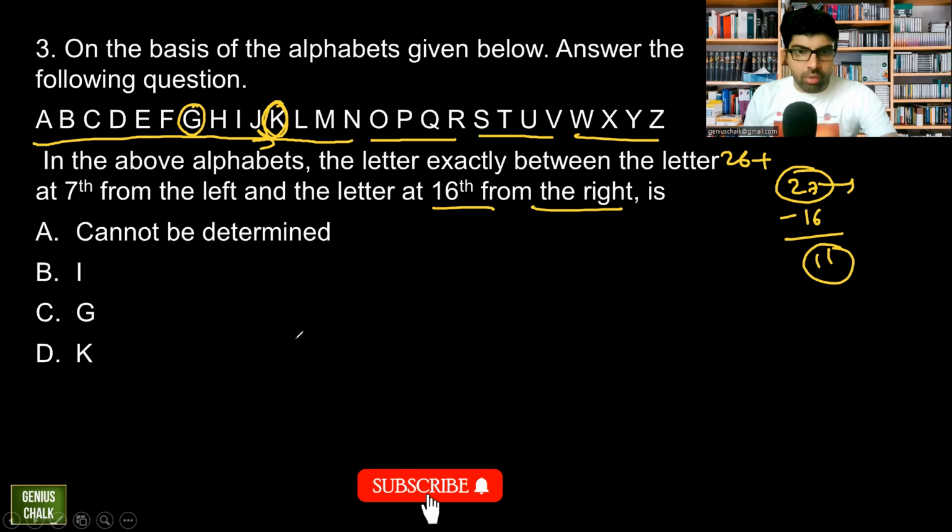So what is the middle now? You can check. The middle of these two is I, right? GHI, IJK. So answer is I. So subtract it from 27, your work will be easy because if you subtract from 27, it will be from the forward end, not from the backward end, right?